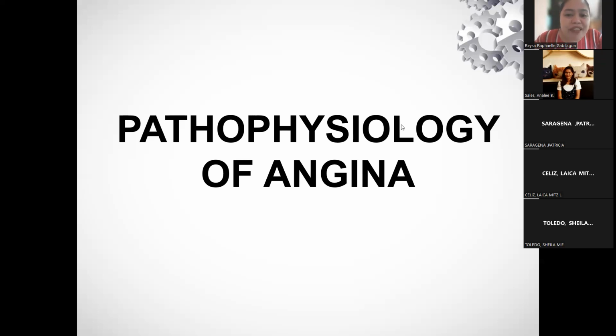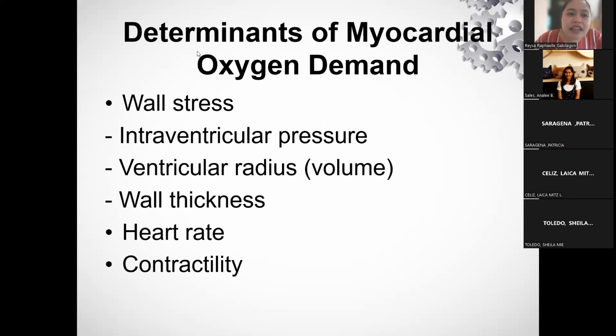Okay, let's talk about pathophysiology of our angina. So, meron tayong tinatawag na determinants of myocardial oxygen demand. So, remember sabi ko kanina, studying angina is like studying economics. Demand and supply. So, merong demand yung ating heart for oxygen. And this one will determine the demand of the heart sa oxygen. So, we have here the wall stress. When you say wall stress, we are talking about our blood vessels here.